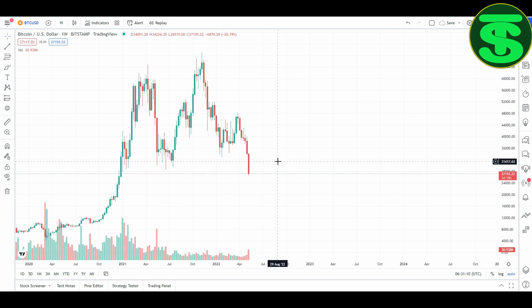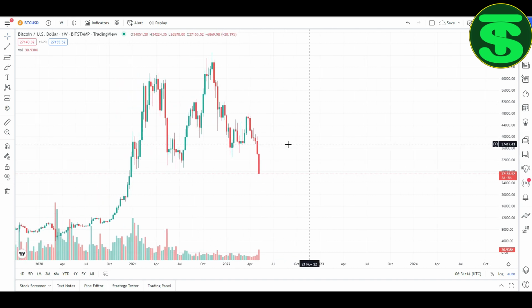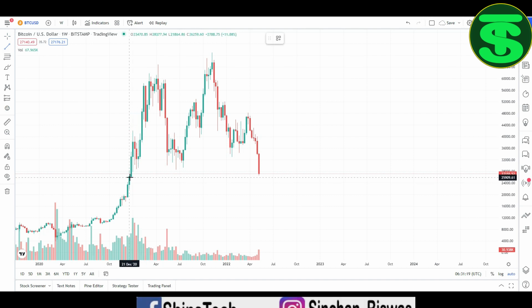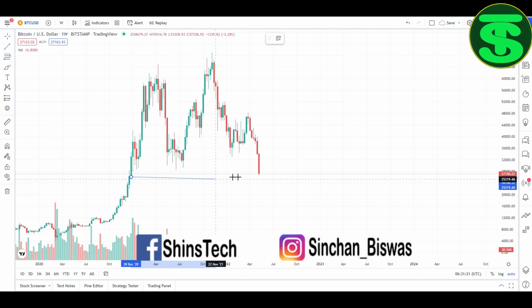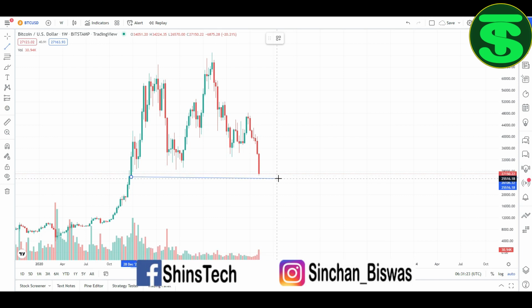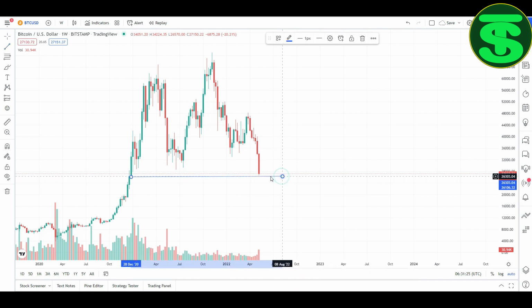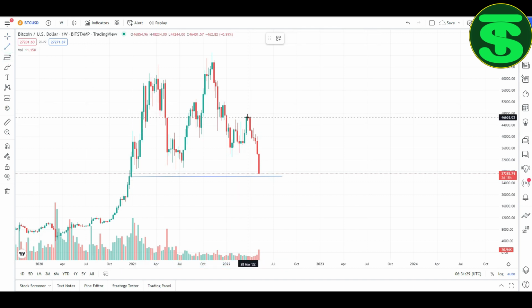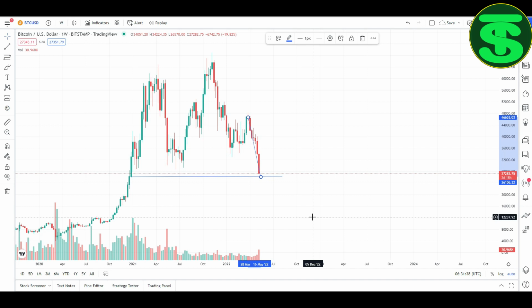Now I can discuss the graph. So first of all, I take a scale of this last week. I think if the market goes down, the market will reach this position, and after that we will go up.